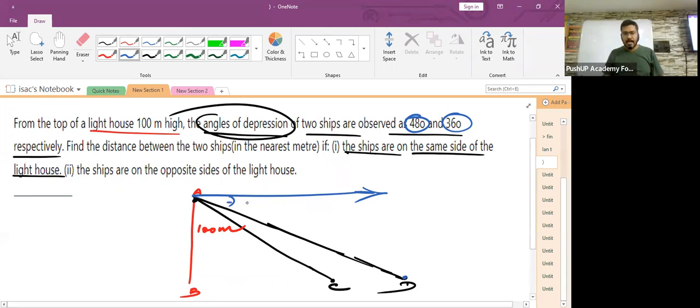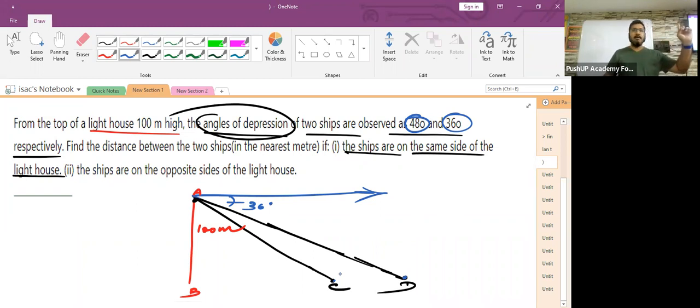So this angle I can take as what? 36 degrees. Is that clear? This ship C, the ship C is what? Closer to the lighthouse. When it is closer to the lighthouse, more should be the angle of depression. It's just the opposite, children. Closer to the lighthouse, more is the angle of depression. Far from the lighthouse, less is the angle of depression. It's just the opposite. Okay.